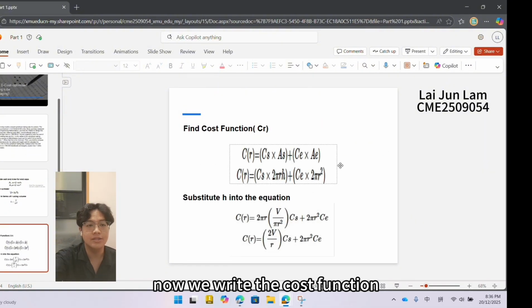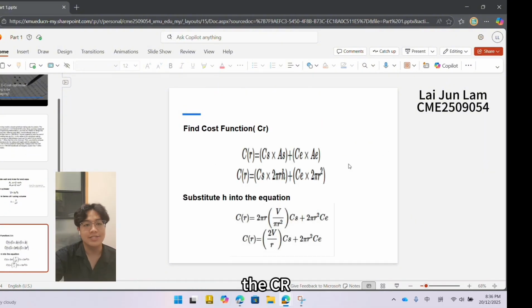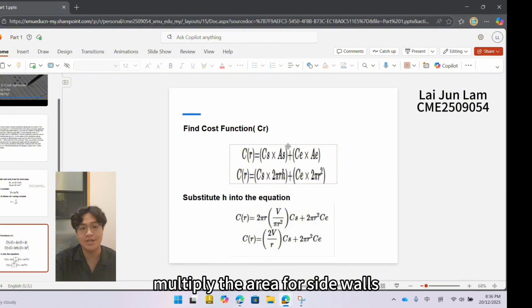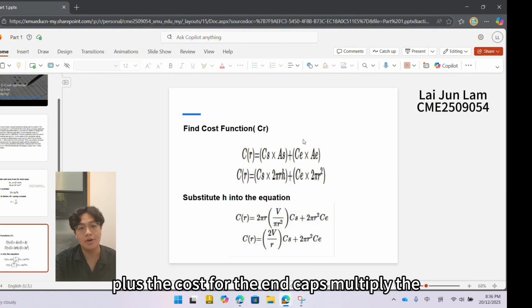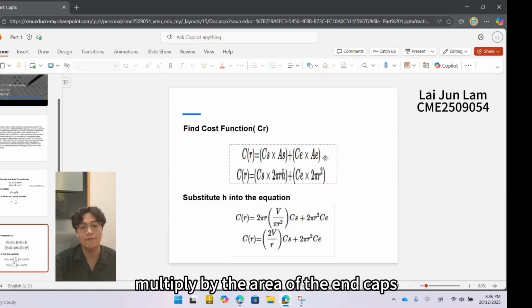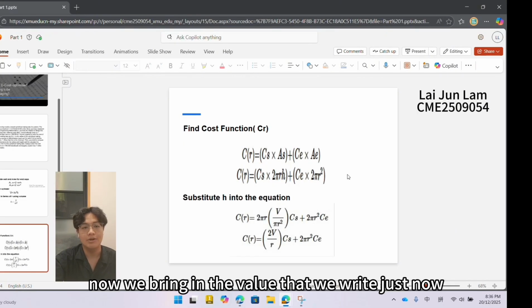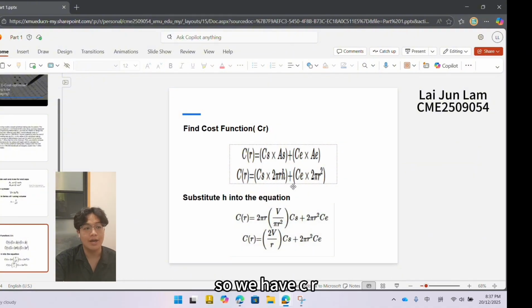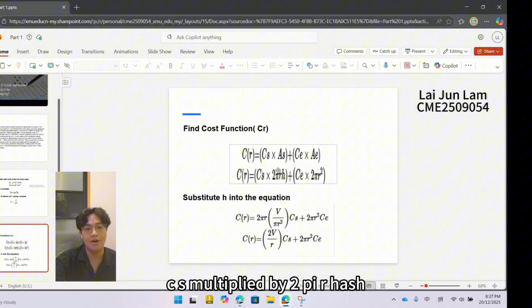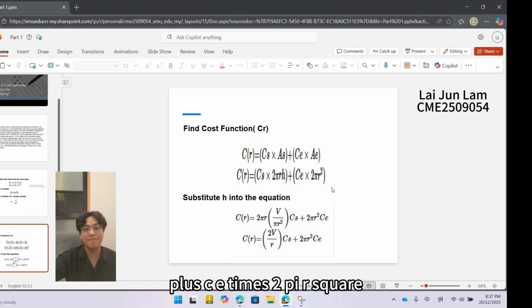Now we write the cost function. The cost function can be written as the cost for the side walls multiplied by the area of the side walls, plus the cost for the end caps multiplied by the area of the end caps. Now we bring in the values that we wrote just now. So we have Cs multiplied by 2πrh plus Ce times 2πr².